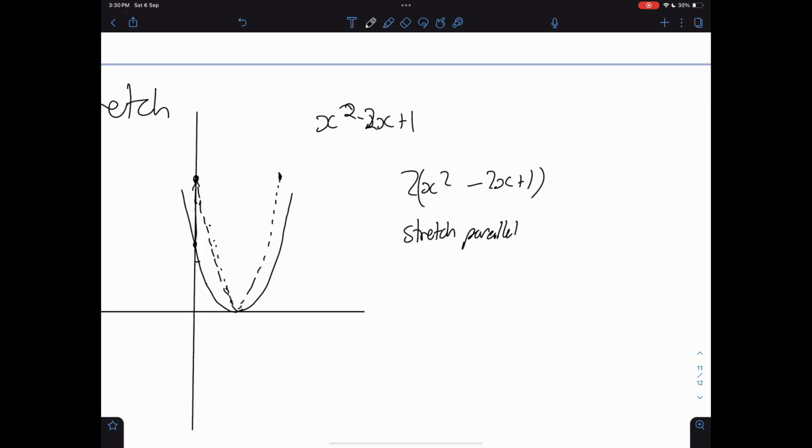parallel to y-axis by stretch factor 2. Because we've doubled everything, and the graph goes infinitely onwards, it's hard to imagine that we've stretched it out 2 times. But yeah, can you imagine how you've pulled it out and it looks like that? Anyway.